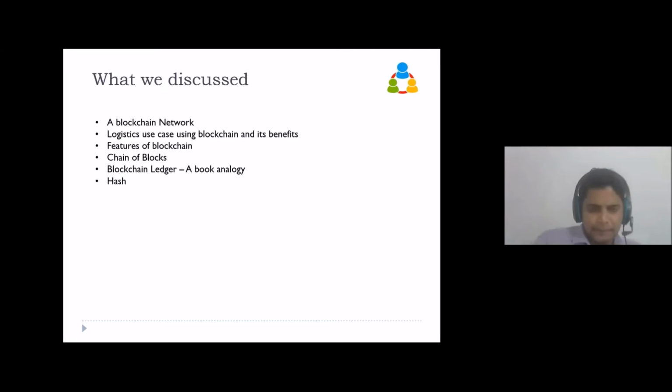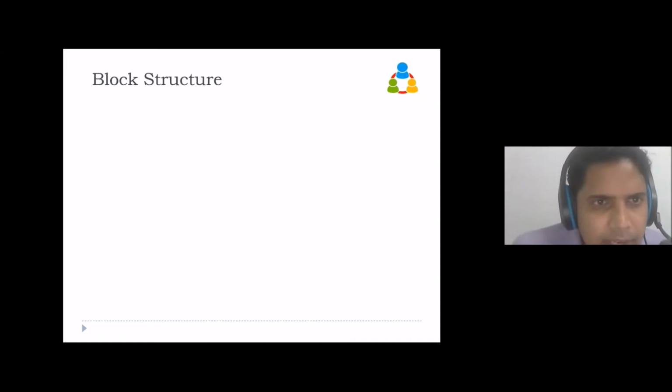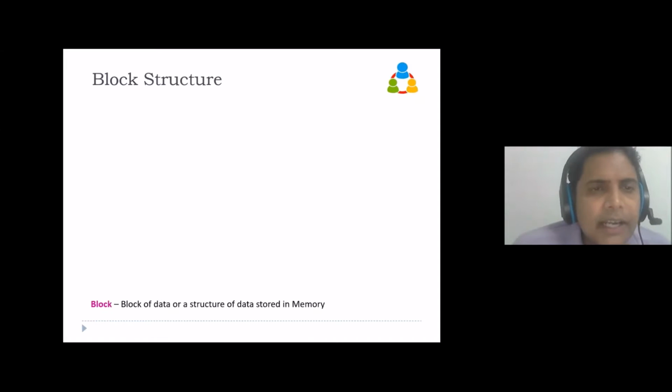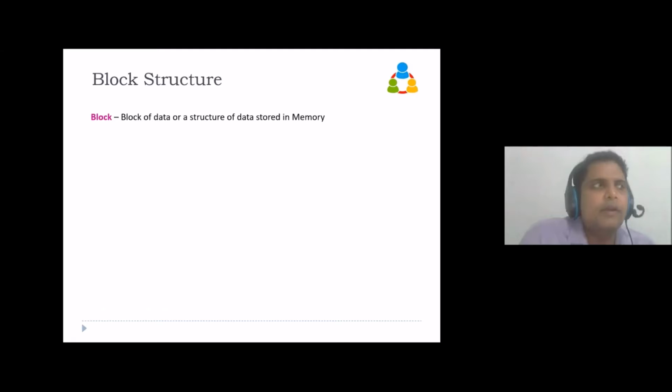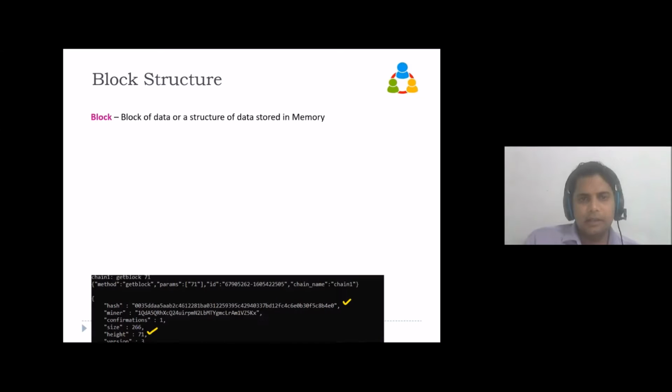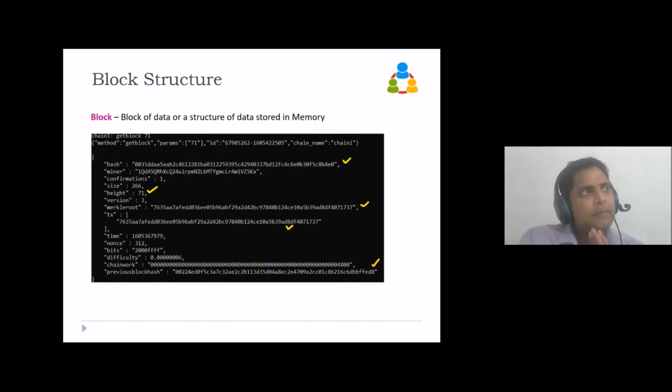All right. Okay, fine. So today we'll see what I had told about a block and block structure, right? Block of data, structure stored in the memory. How will it be stored? It could be in a file, stored in the computer. So this is how Bitcoin blockchain's data structure will look like. I got this data by issuing a command called getblock 71.